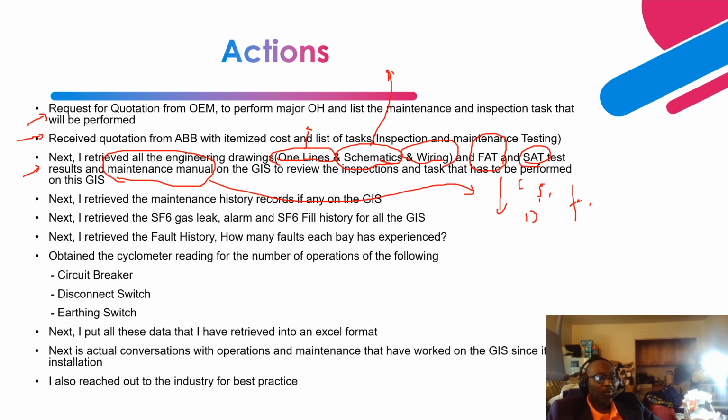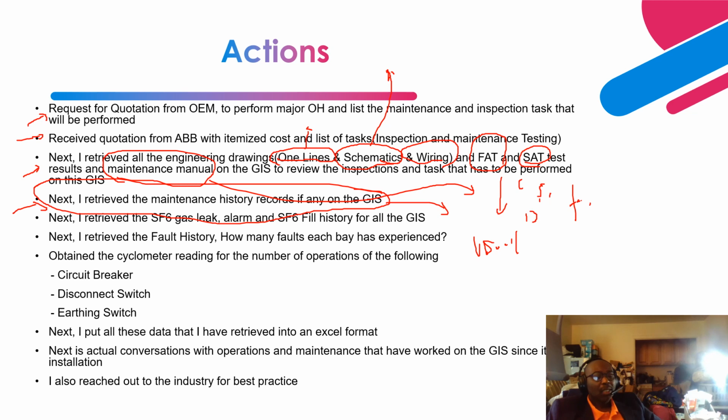Next, I obtained the maintenance history records. Looking at this GIS, it has been in operation for about 10 to 12 years, so there's not much maintenance history. I would say that a lot of it was visual inspections carried out by the operations staff. Basically, what they do is obtain data on the cyclometer readings for the GIS. So the information was limited, let me put it that way.